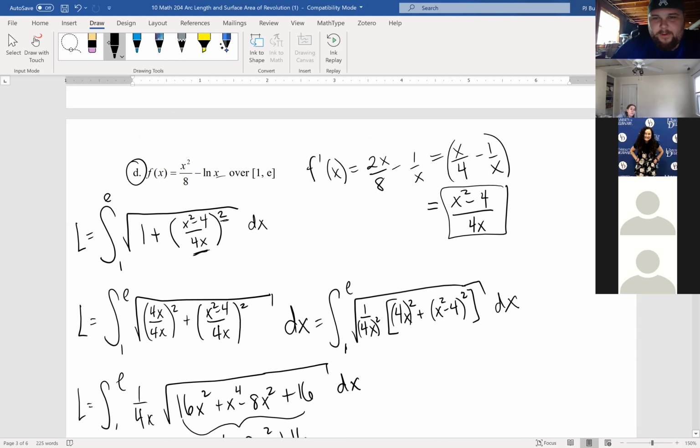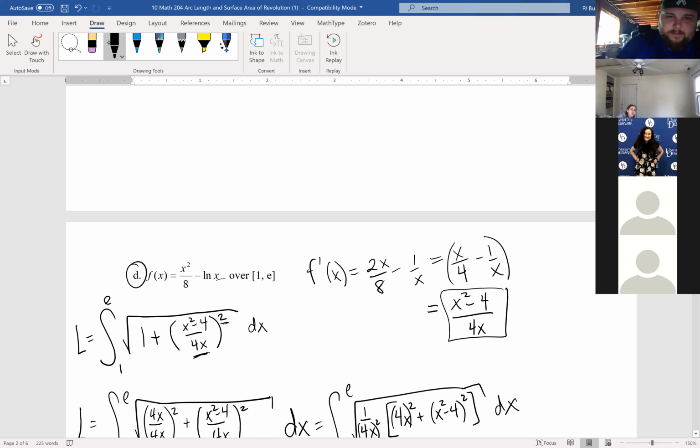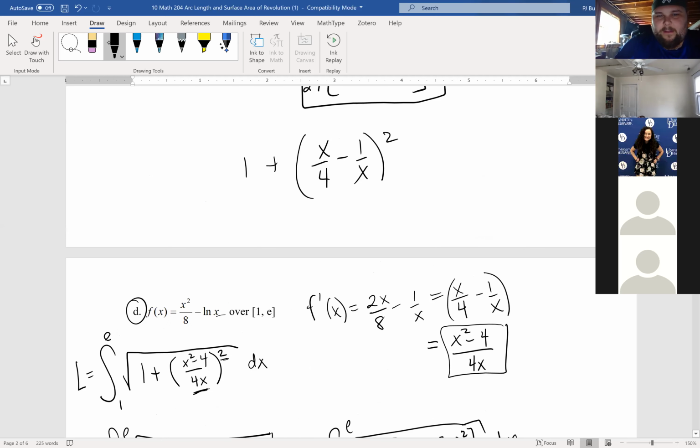So what I wanted to point out was if I start with the x over 4 minus 1 over x, and I had plugged it in, I would have squared it. And then I would have had plus 1 under the radical. So if I were to square this whole thing out and add 1, what happens is I get this. So let's just do that really quick. So 1 plus, this is going to be x squared over 16.